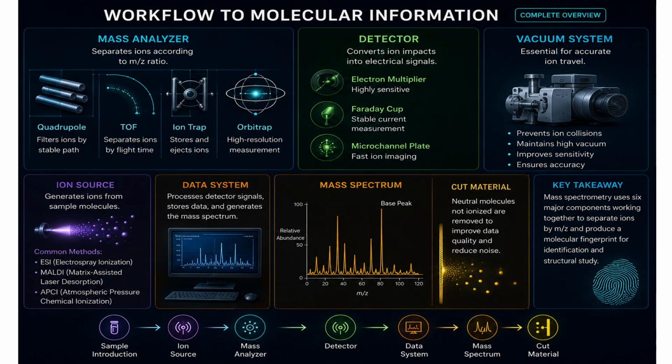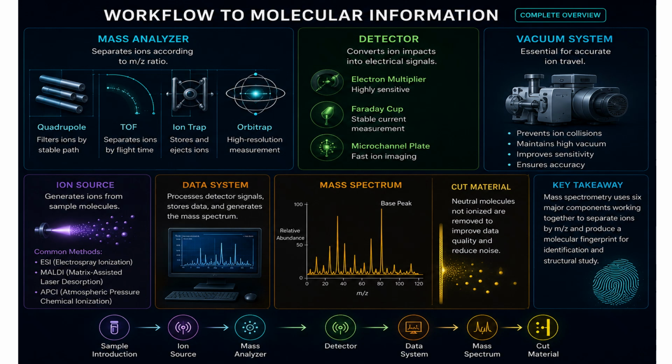Now this slide shows the complete workflow from ions to molecular information. After ionization, ions enter the mass analyzer. The mass analyzer separates ions according to their mass-to-charge ratio, or m/z. Different analyzers work in different ways. A quadrupole filters ions by allowing only selected ions to pass through a stable path.